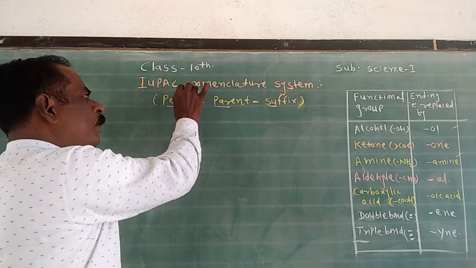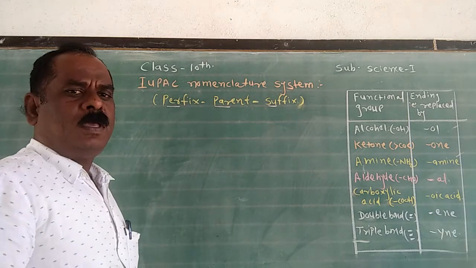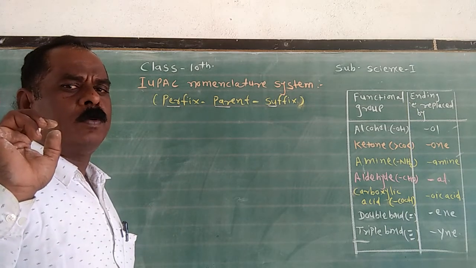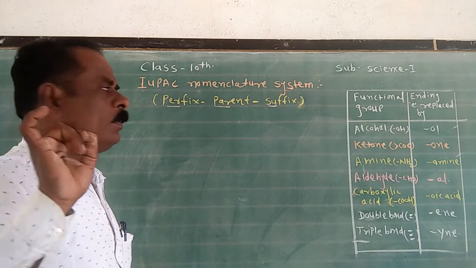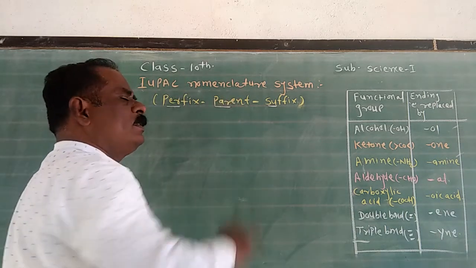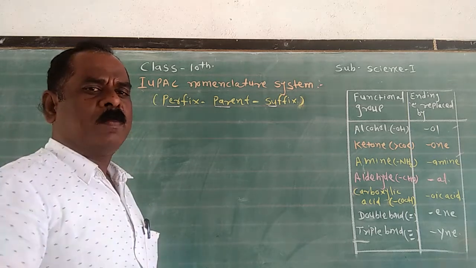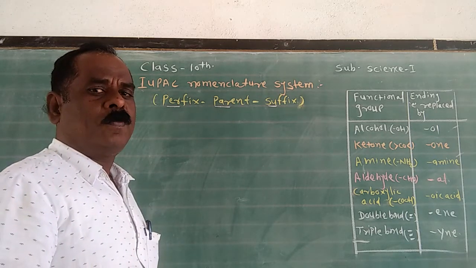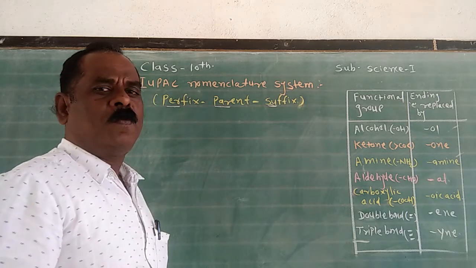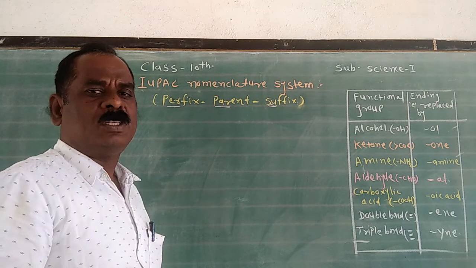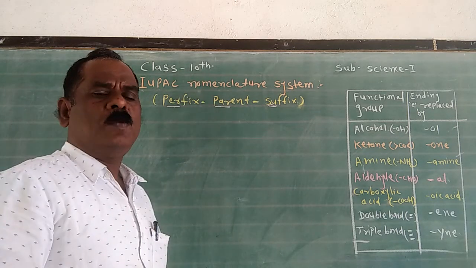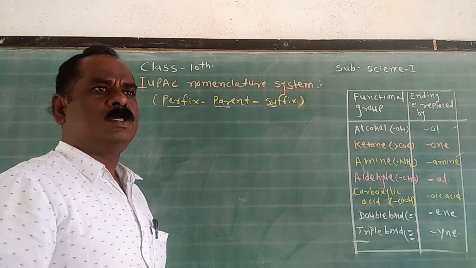What is the prefix? The prefix indicates any substituent present in the chain of the hydrocarbon compound. Its proper number and name are indicated by the prefix. What is the parent? The parent indicates the skeleton of the carbon compound, or the name of the alkane. And the suffix indicates which type of functional group is present in the chain. In giving the nomenclature in the IUPAC system, some steps are used.